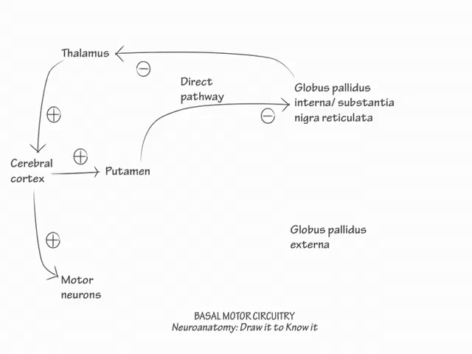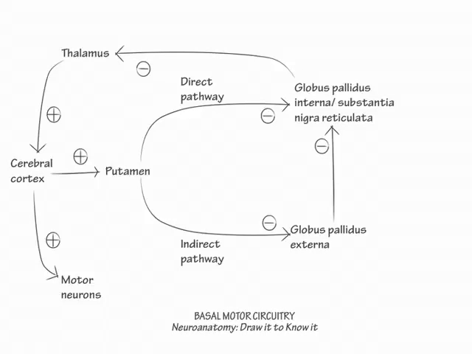Let's draw out the indirect pathway. First, show the putamen inhibit the globus pallidus externa. Then show the globus pallidus externa inhibit the globus pallidus interna substantia nigra reticulata combination. This is the simplest version of the indirect pathway.